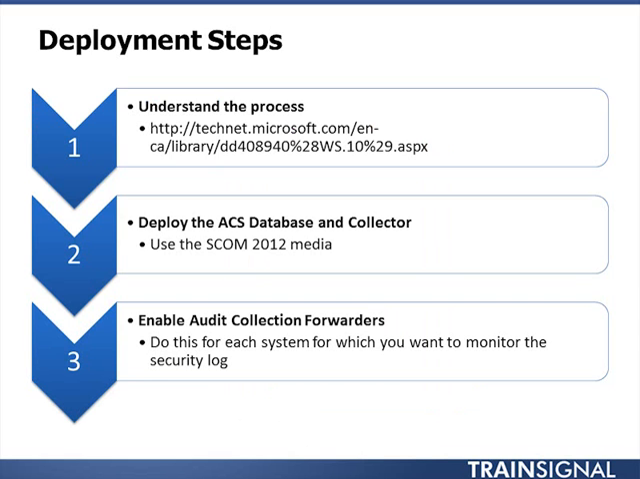There are three primary deployment steps with ACS. One is make sure you understand the process. There's a complete discussion of Audit Collection Services at the link you see on your screen. Next is to deploy the ACS database and collector. And to do this, we'll use the Operations Manager 2012 media. And then finally, enable audit collection forwarders. And we'll do this for each system that we want to monitor the security log for.